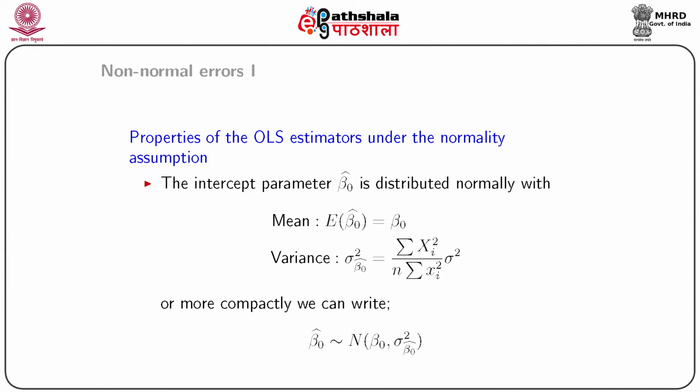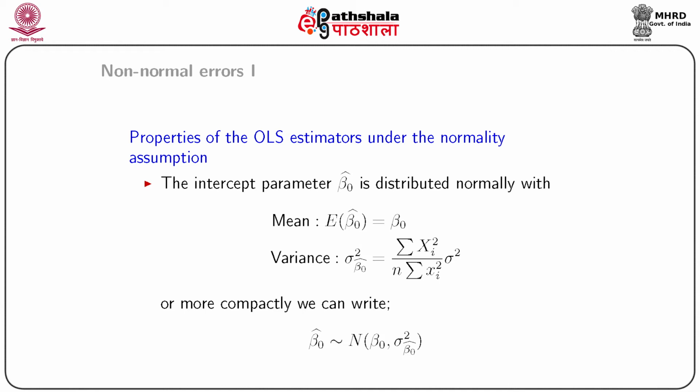The intercept parameter, which is beta naught, is distributed normally under the normality assumption of the error terms. As I have mentioned before, the intercept term beta naught and the slope parameter beta 1 in a simple regression model can be written as linear functions of the error terms. So, if the error term is assumed to be normal, then the intercept parameter is also distributed normally. And since a normal distribution is defined by two parameters, the mean and variance, we have the mean and variance written here for the distribution of beta naught.